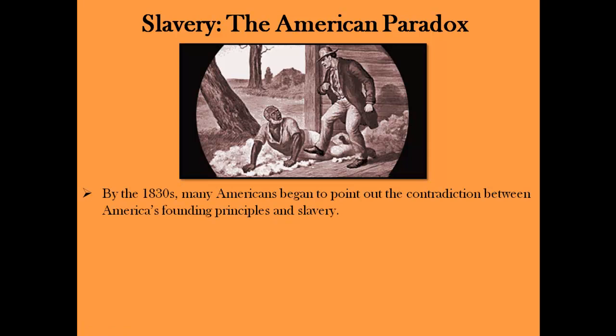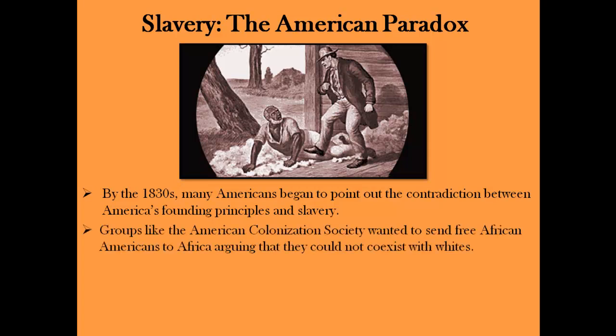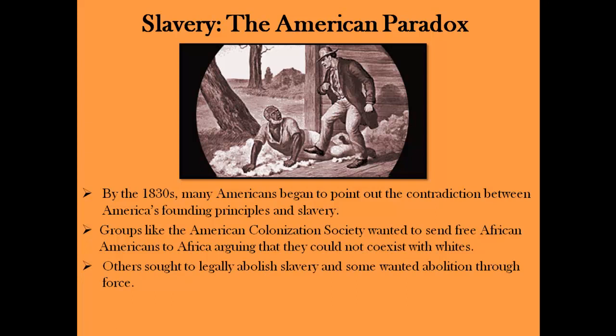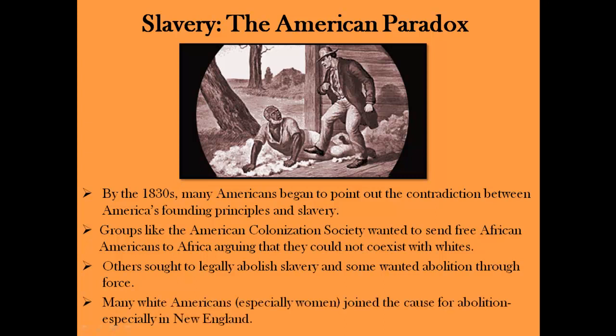There were many views on what to do about slavery. The American Colonization Society, which was founded during the Monroe administration, wanted to send free African Americans to Liberia in Africa. There, they argued, they would have more freedom than what they have in the United States. Some argued that slavery needed to be abolished through legal channels. Others thought it might require force. But what happens is many white Americans, particularly in New England in the 1830s, begin pushing for slavery's end.